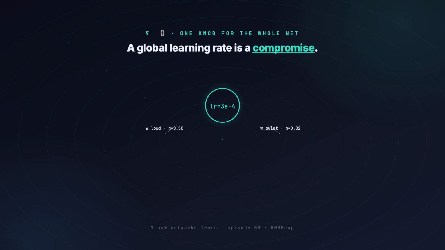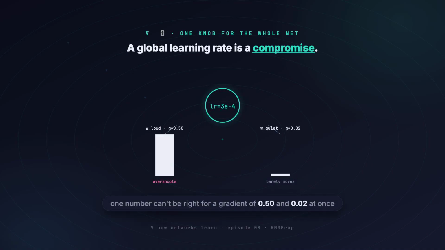But think about what a gradient actually is. It's per parameter. One weight can have a gradient of 50, while its neighbor sits at 100th of 1. Multiply both by the same learning rate, and the loud one rockets off a cliff, while the quiet one barely twitches. A global learning rate is a compromise. Too big for the loud weights, too small for the quiet ones. There is no single number that's right for the whole net at once.